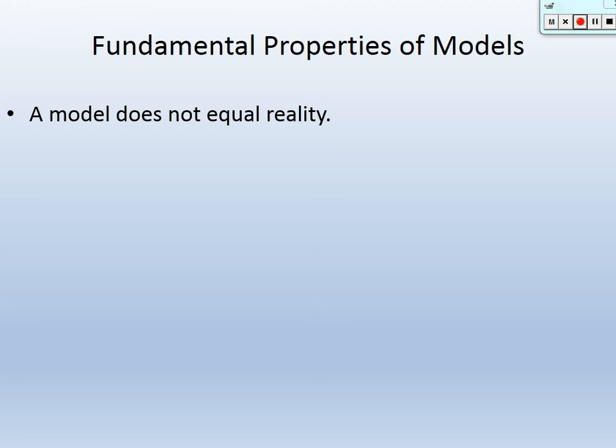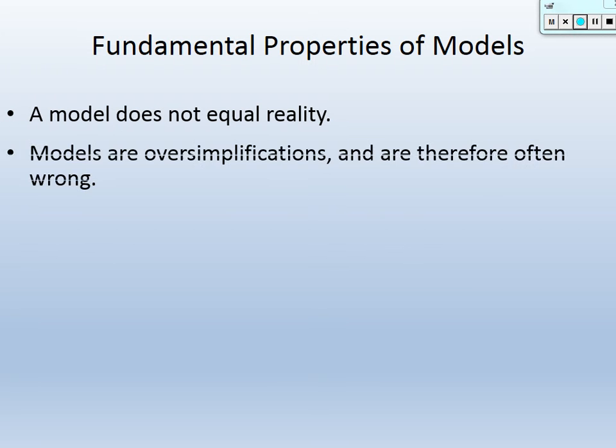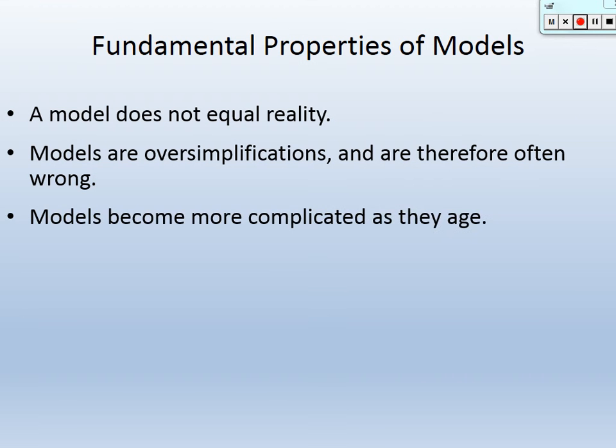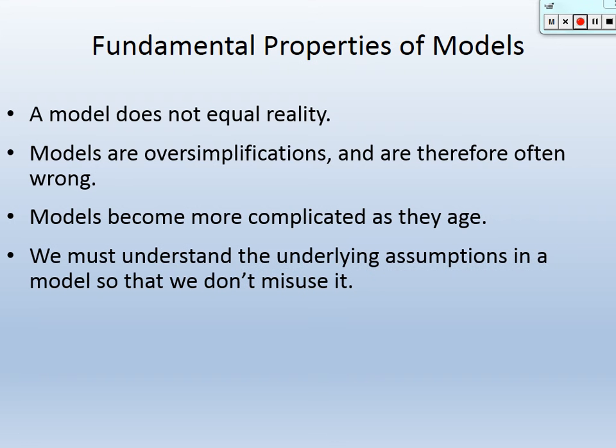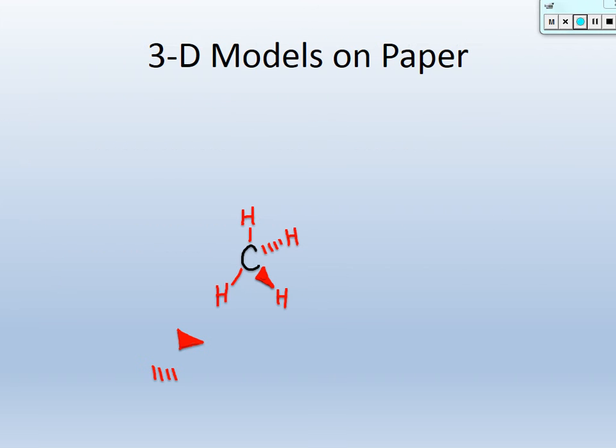A model does not equal reality. We don't know for sure what it is, but a model is our best guess. From all the evidence that we have built, it's our best guess of what is happening at that microscopic level. Models are oversimplifications. A lot of times they're way too simplified, and therefore a lot of times they're wrong. Models become more complicated as we learn more about them, and as the idea kind of grows. Models can become very complex. We must understand the underlying assumption in a model so that we don't misuse it.